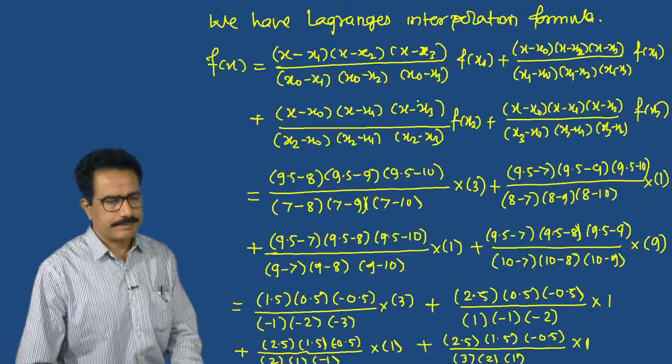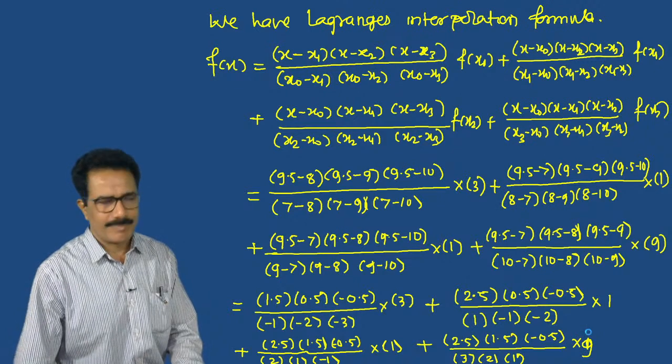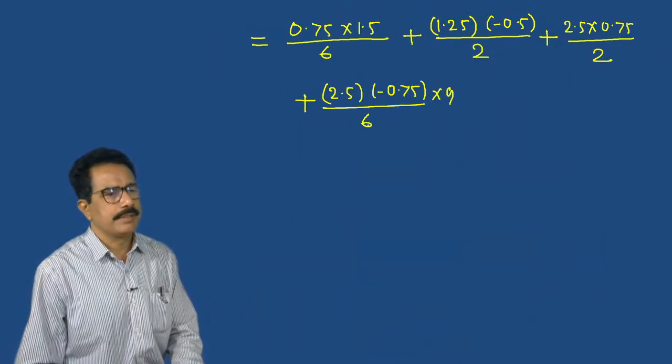Divided by 6 into 9, 6 into 9, 3 2 6, 3 3 9.